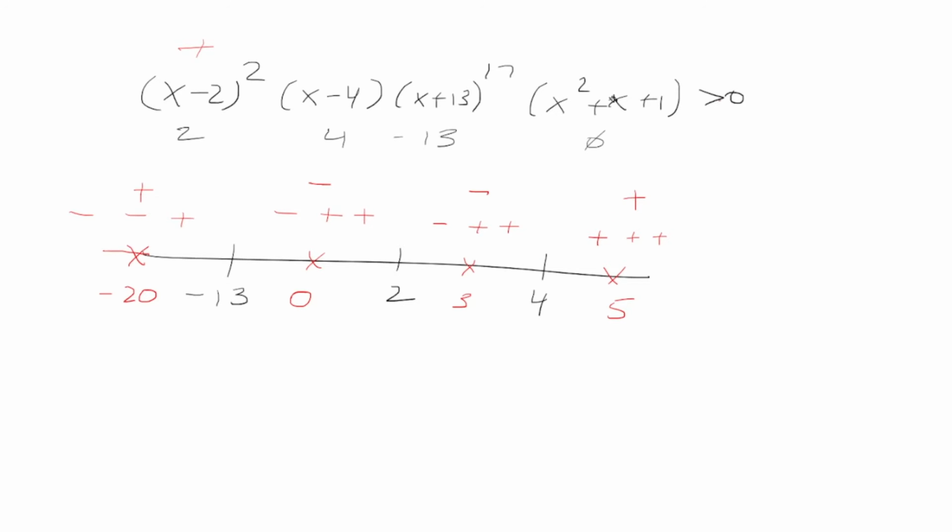We're looking when this is strictly greater than 0. So in other words, when it's positive, that means we're going to be in these two regions. So when x is less than negative 13, or x is greater than 4. And make sure to not include negative 13 or 4 because that's when it's equal to 0.